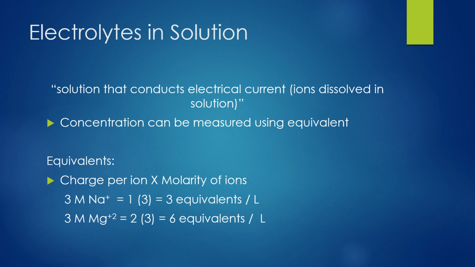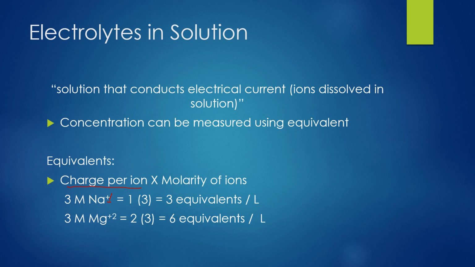So to calculate equivalence, we're going to take the charge on the ion. And when I say the charge, I mean the magnitude of the charge, not the actual charge. So for instance, sodium's a +1. Well, what I'm taking is the 1. I'm not taking the charge. So if I had a negative ion, for instance, I wouldn't bring the negative into the equation. I would just bring the number after the sign into the equation.